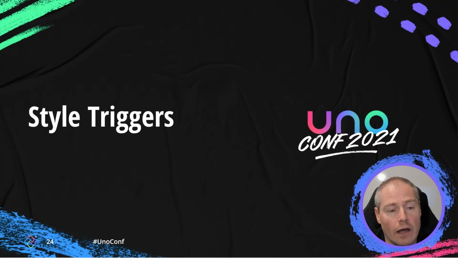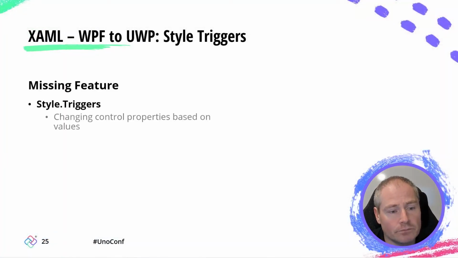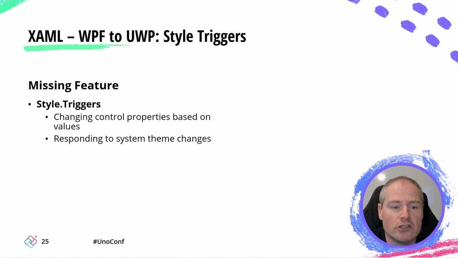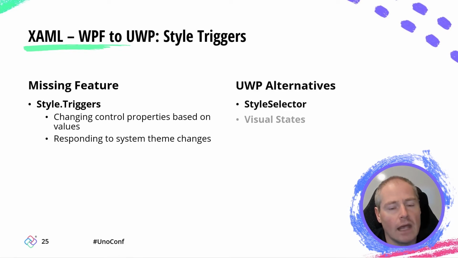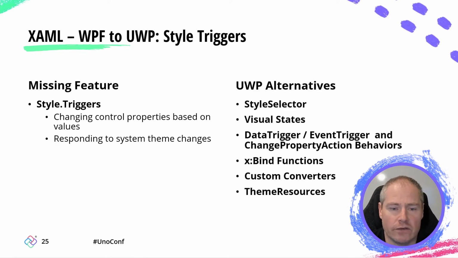Another area that we're missing from WPF is style triggers. So if we look at style triggers, they basically are used to change control properties based upon values or expressions, and they're also used to respond to system theme changes. For example, if we want to display a high contrast version of our UI. UWP has a lot of alternatives for these, of which style selector is probably the most common you'll use. Another area that is particularly useful in responding to theme changes is theme resources.